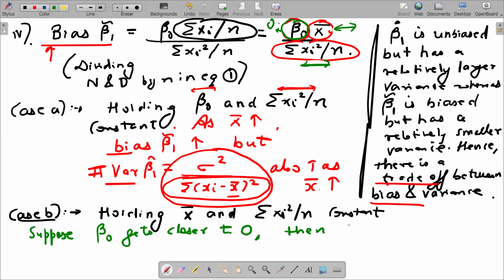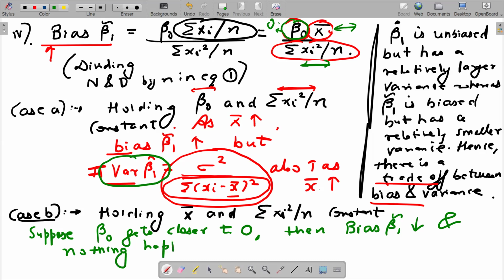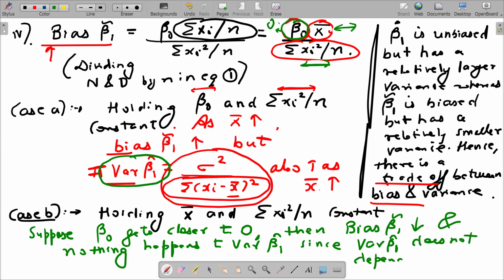Then students can see that the bias of beta 1 tilde will decrease. And the good thing is, nothing will happen to the variance of beta 1 hat, because the variance of beta 1 hat does not include beta naught. It does not depend on beta naught. You can clearly see the variance of beta 1 hat does not include beta naught at all. So that means in this case, beta 1 tilde is better. So beta 1 tilde is better for case B. It's better than beta 1 hat.